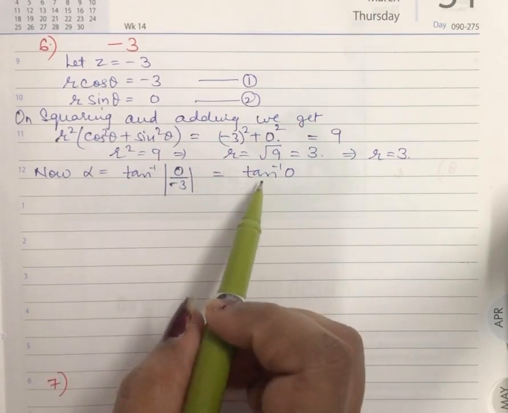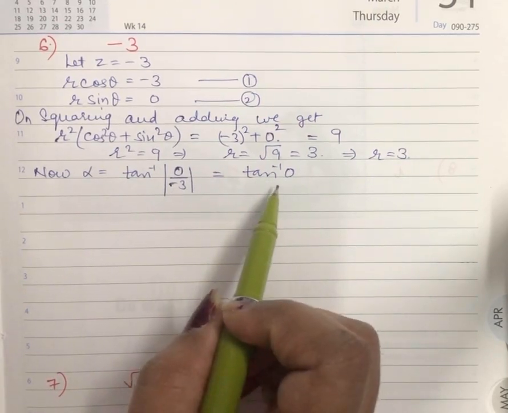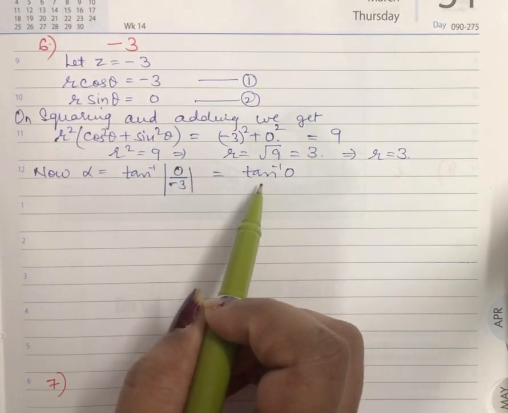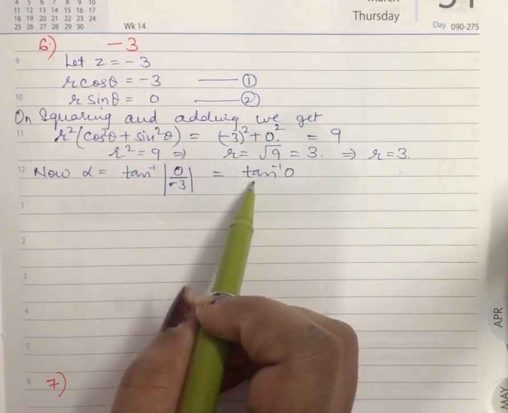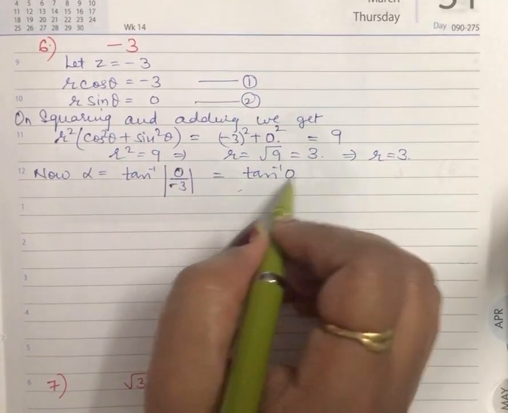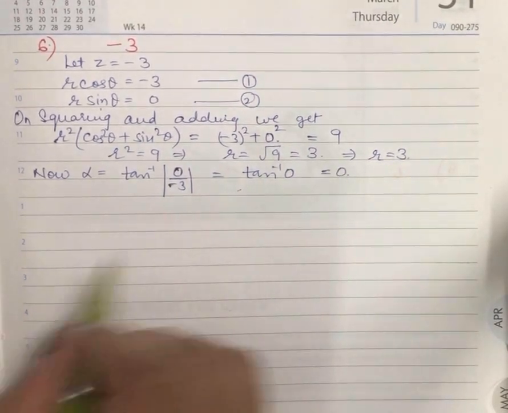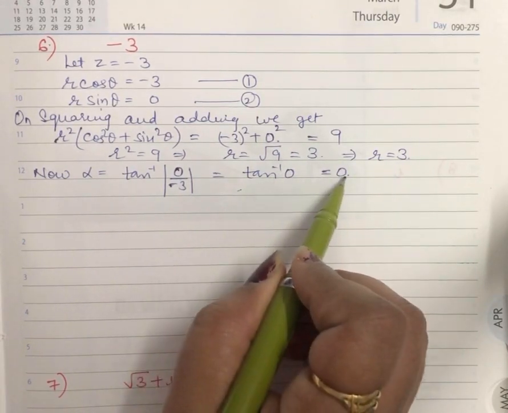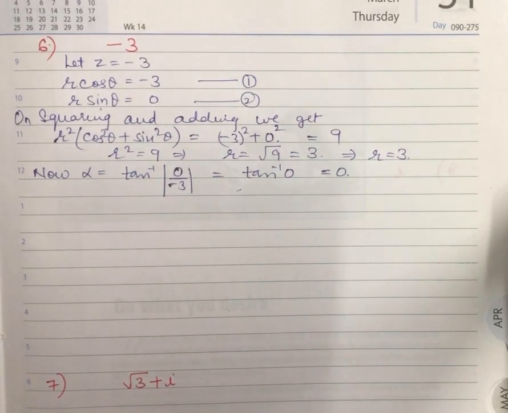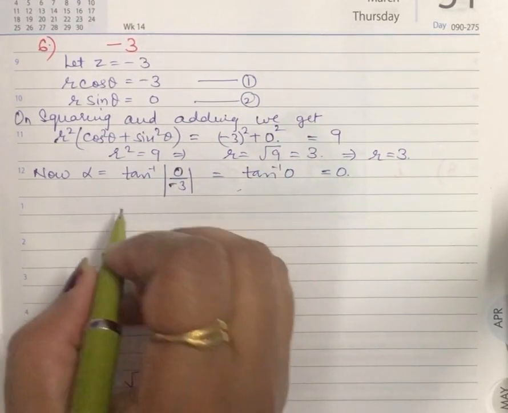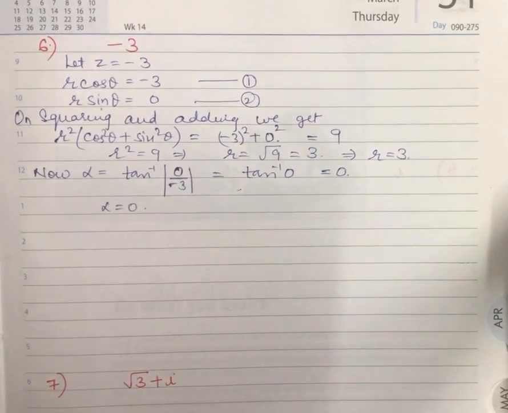Now the value of tan is 0 at which angle? 0 itself. We know that tan of 0 is 0. So tan inverse 0 is 0, because we know that the value of tan at 0 degree is 0. So tan inverse 0 will be 0. So alpha is equal to 0.